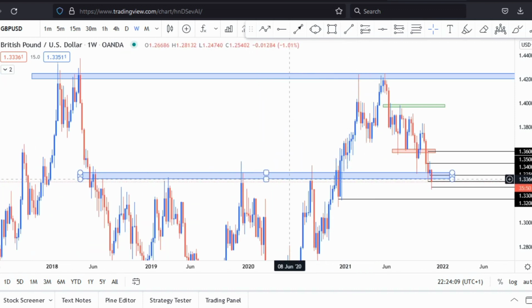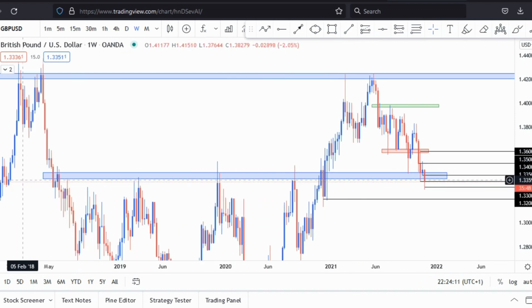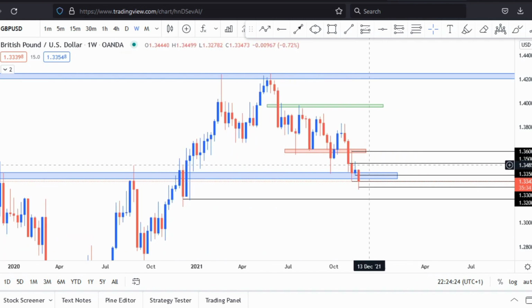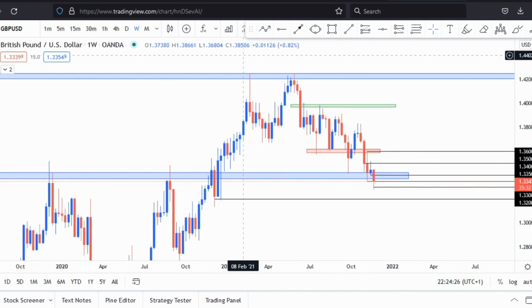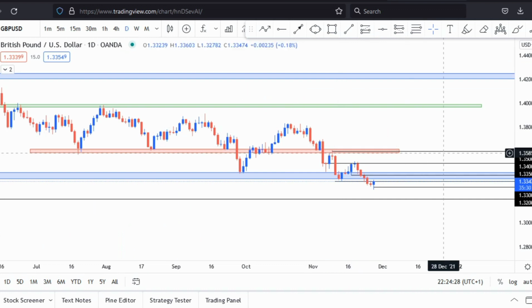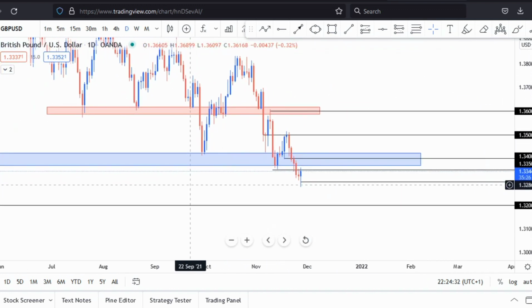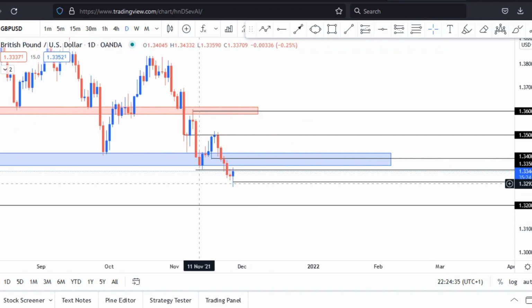As you can see, price hasn't closed below it in a while, and every time that price closed below it, price moved all the way to the downside. As you can see over here, when price closed below, it moved down, and when price breaks above, it moves to the upside. So if we go to the daily time frame, you would see these black lines that I've indicated. These are psychological levels that we need to watch out for price reactions.